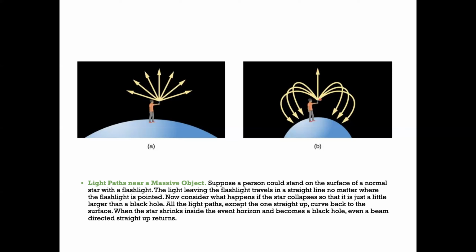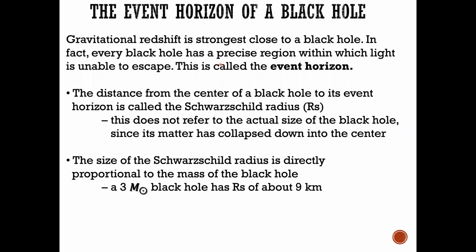Now, what will happen is when this star shrinks inside the event horizon, so if this goes inside the event horizon of a black hole, then the light beam that is directed upward will also not go away. So nothing will come out from the event horizon, right? Now this is one of the reasons that we have this name called black hole, which means the light cannot escape from that.